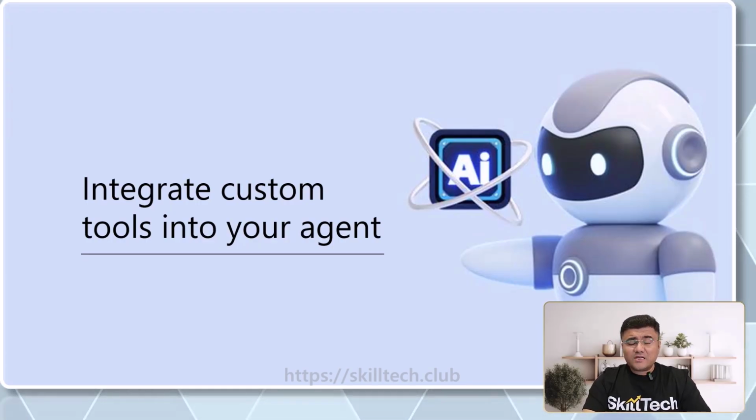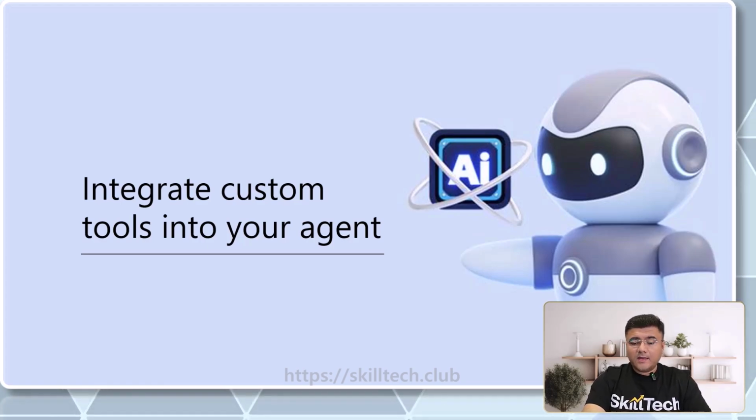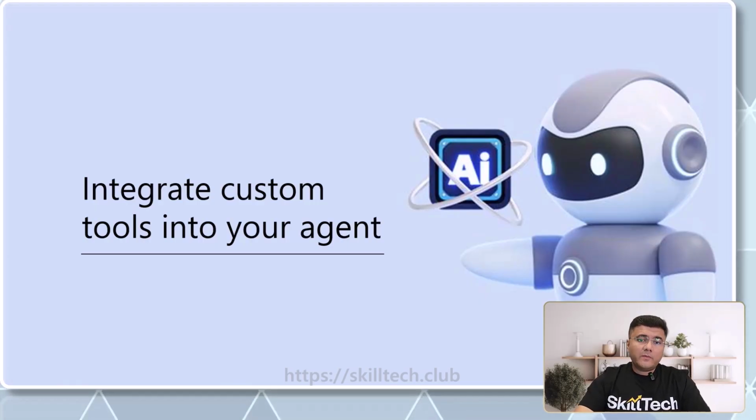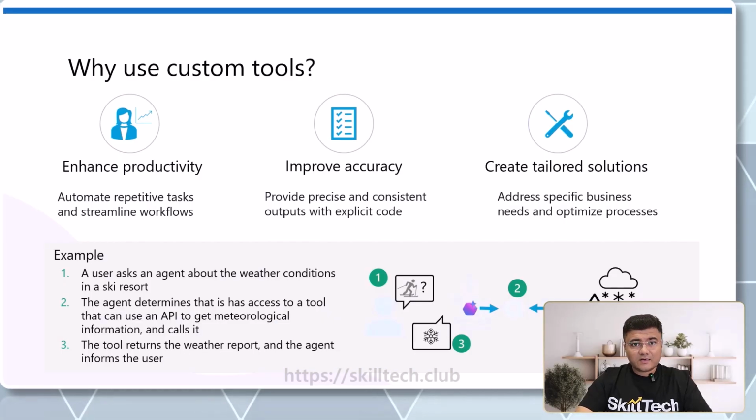But that's not the solution all the time. Sometimes you have to create your own custom code, and then you need to integrate that custom code into your agent. How exactly do we do this? Well, there are multiple ways to do that, but that's what we are going to focus on now. In this video, I'm going to talk first about how we can integrate custom tools into your agent, and there are multiple options there too. So let's get started.